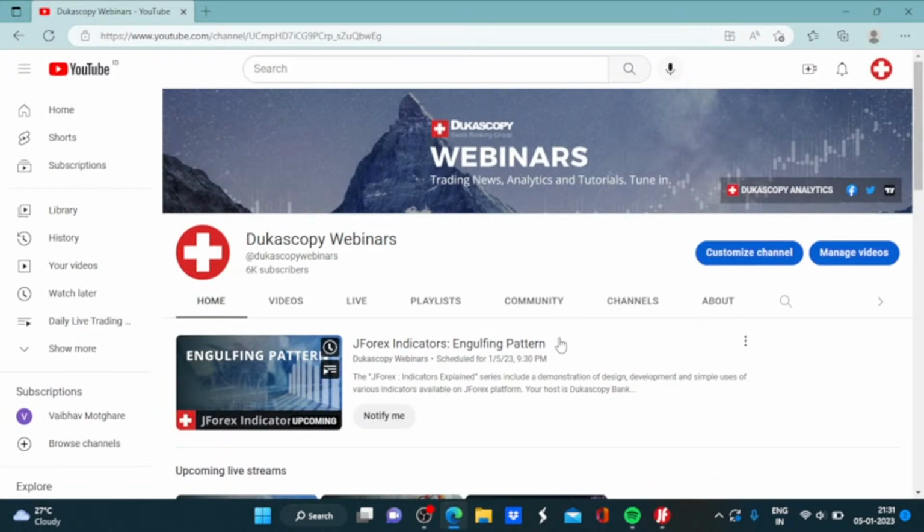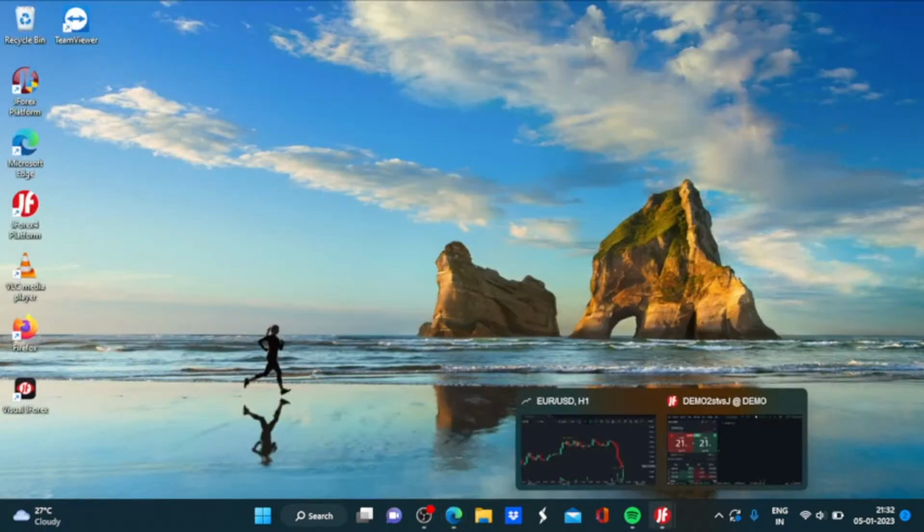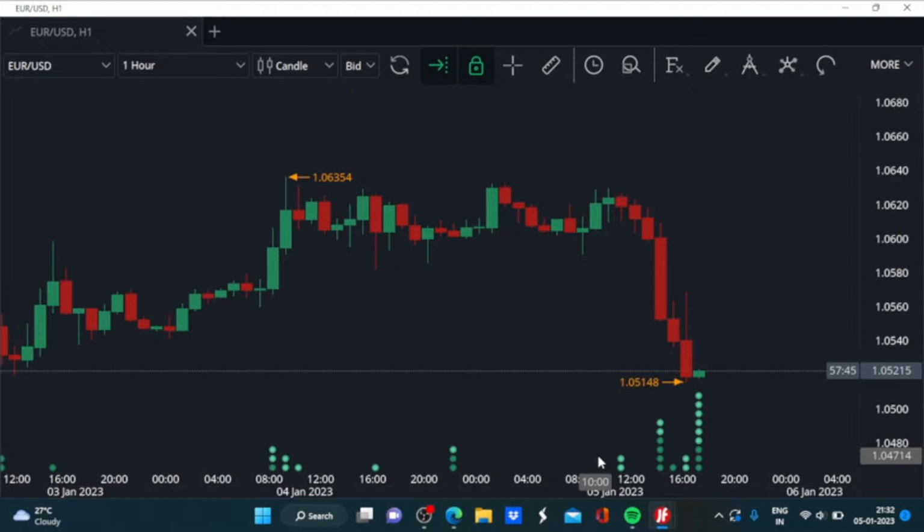In today's session of JForex Indicator Explained, we will be using pattern recognition, and we will be looking for an engulfing pattern which can be bearish or bullish. So we have this engulfing pattern which can be utilized to look for bullish as well as bearish trades depending on the momentum. So this is an optimization pattern which we can utilize to look for the optimum entry points. So let us now head to the JForex4, the newly released trading platform from the Dukascopy Bank SA.